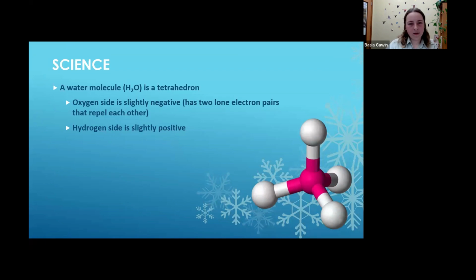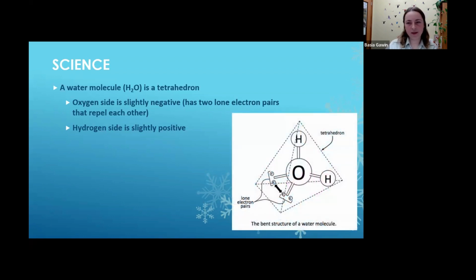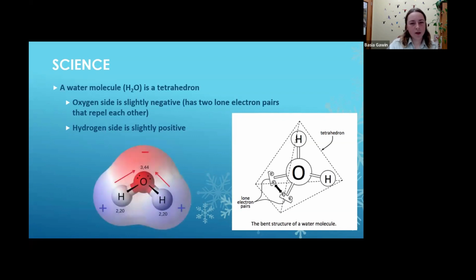And in the center there is the oxygen, and it has only 2 hydrogens. So 2 of those white things are there, 2 of them are not there, which means that there are 2 lone electron pairs. They're negatively charged and they'll repel each other. So the hydrogen side is going to be slightly positive. So here is that tetrahedron with the 2 hydrogens, the 1 oxygen, those lone electrons. They are going to be slightly negative because electrons have that negative charge, and those hydrogens are going to be slightly positive. So if you put the charges on there, it's going to look a little bit like this.